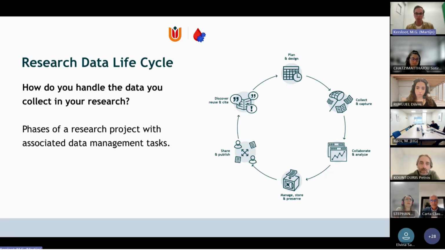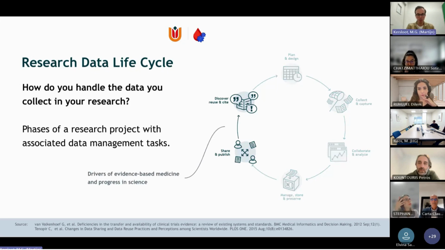Because once you start your research project, you plan and design the project, you collect and capture data, you collaborate and analyze the data that you've gathered, and then hopefully once you've analyzed your data, you got some results, and then you store the data that you have collected somewhere, and then afterwards you write a nice paper about it, publish hopefully the paper, and share the results in that paper, and maybe even share your data so others can then discover, reuse, and cite your work.